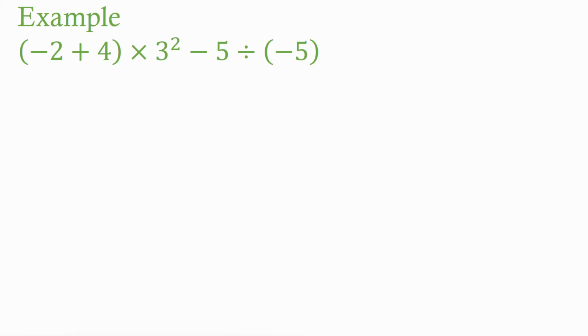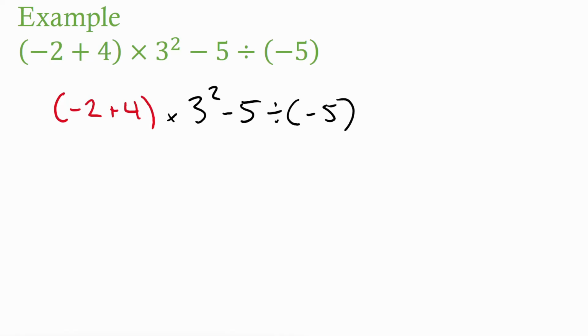So the first thing I look for is any bracketed areas. So we have minus 2 plus 4 in brackets, and then times 3 squared minus 5 divided by negative 5. Now you may think, well, what about these brackets over here? Those brackets aren't there for anything other than to say, hey, this is a negative. So just remember that's a negative. We're not talking about those brackets when we say do brackets first. We're talking about where you have something like plussing, timesing, dividing, subtracting in brackets, such as the first one that's written in red. So we're going to do that first.